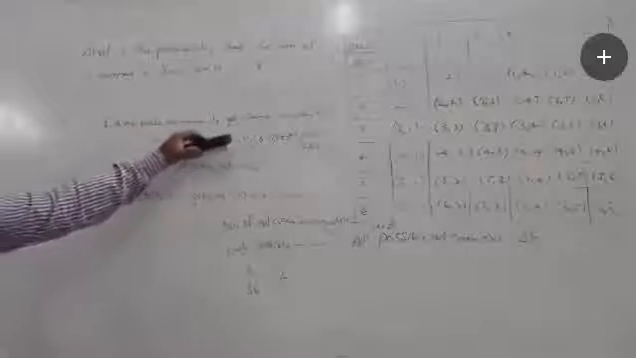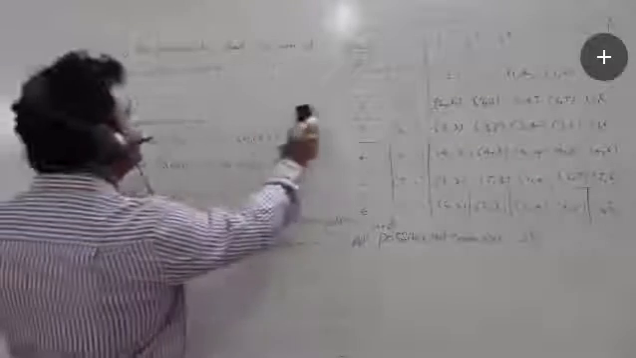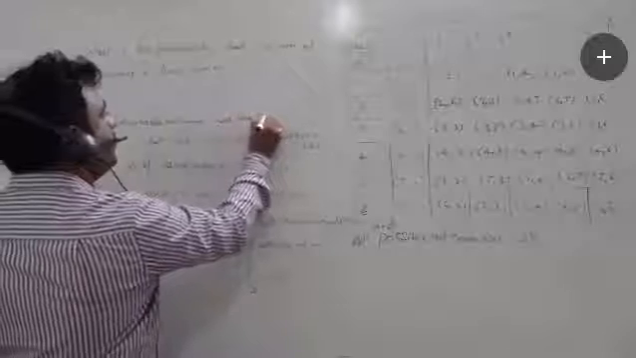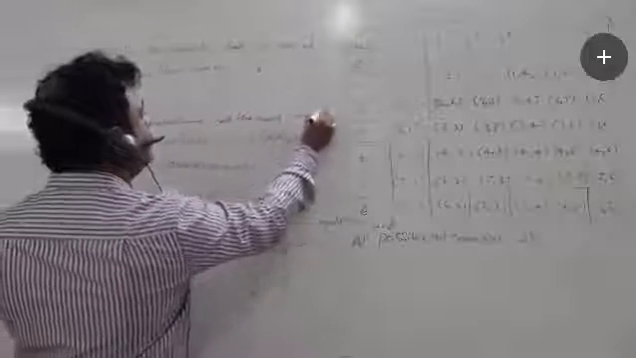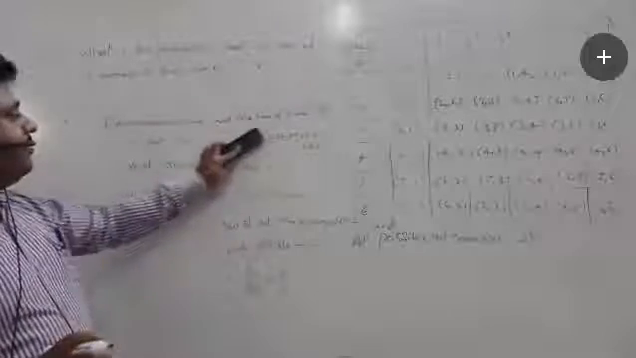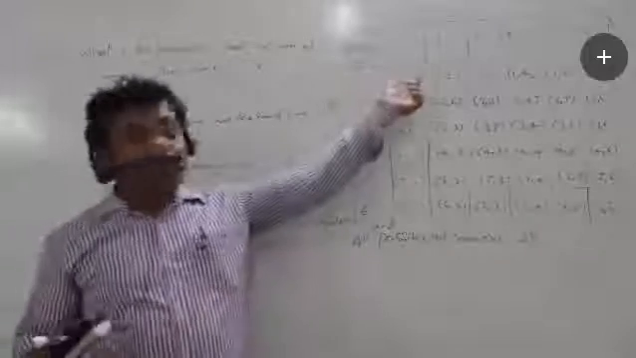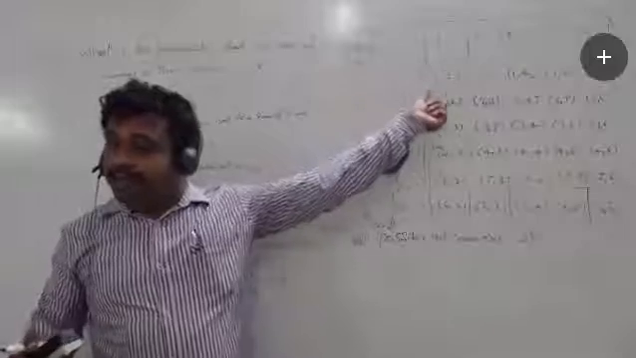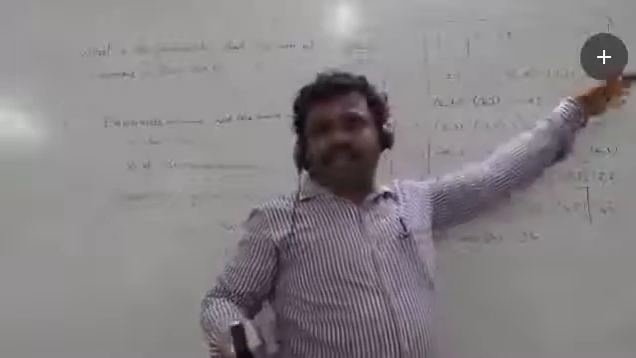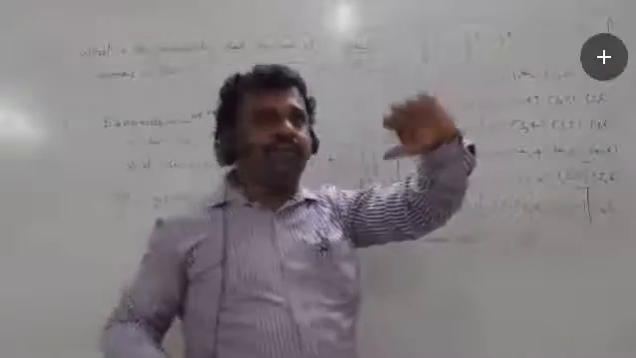Now, the favorable outcomes that the sum of two numbers is 8 on their face. What are the favorable outcomes? Sum of the numbers on their face is 8. 1 plus 1, that is not 8. What is the maximum? 1 plus 6 is 7. There is no favorable outcome.